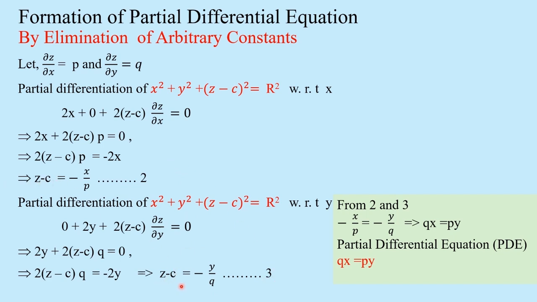From 2 and 3, we get this. That is minus x by p is equal to minus y by q. This minus and this minus will get cancelled. Cross multiplying, we will get qx is equal to py. And this is the required partial differential equation.